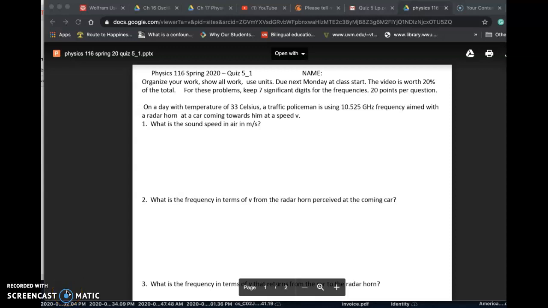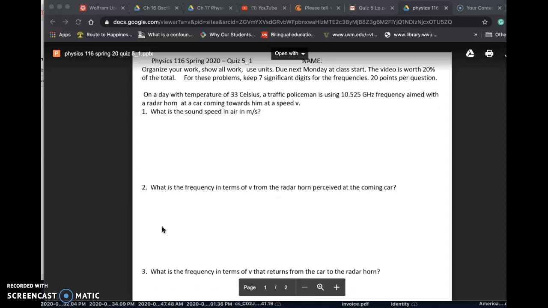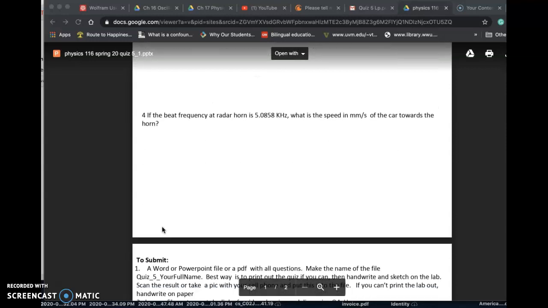I'm here from Clark Woolman's Physics 116 course to go over quiz 5, specifically number 4. First, it's important to set up this problem: on a rainy day with a temperature of 33 Celsius, a traffic policeman is using a 10.525 gigahertz frequency, aimed with a radar horn at a car coming towards him at a certain velocity. The police officer finds that the beat frequency is 5.0858 kilohertz, and we're trying to find the speed, in millimeters per second, of the car towards the horn.